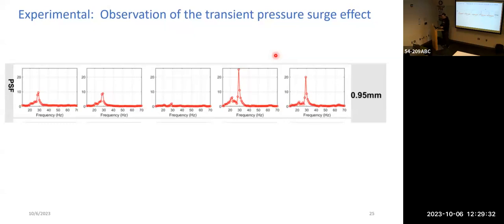And here is a zoomed in figure for when the fracture aperture is 0.95 millimeter. You can see here we have a very large amplification. But for the third hydrophone, H3, we cannot observe the amplification. H3 is right in the middle, and H5 is at the end.